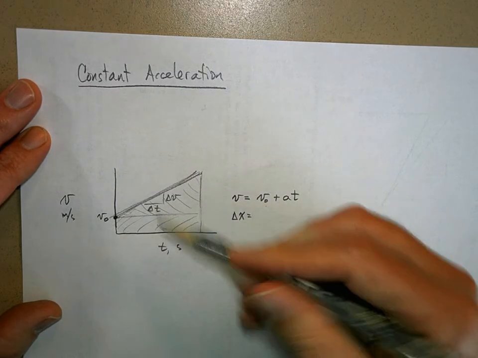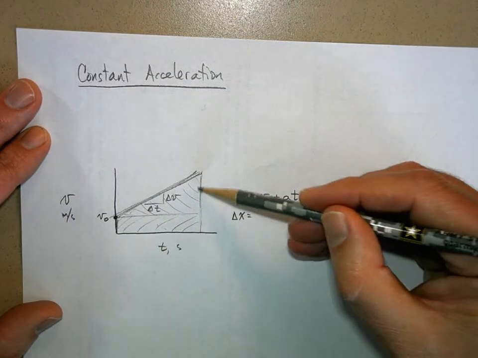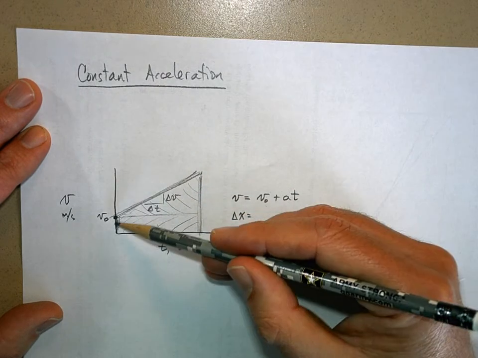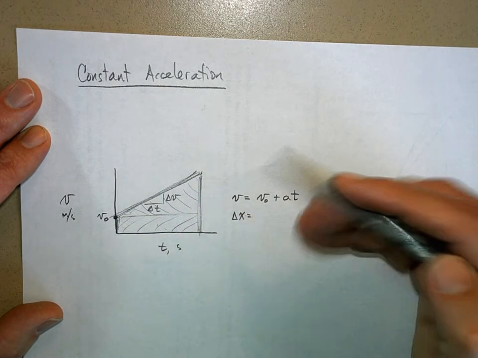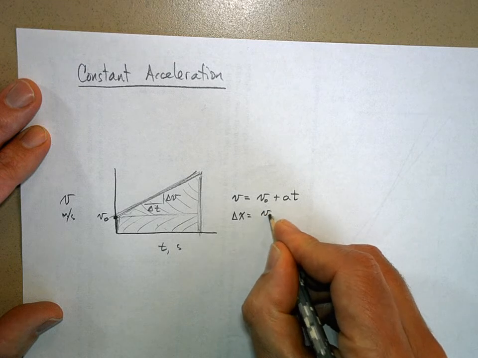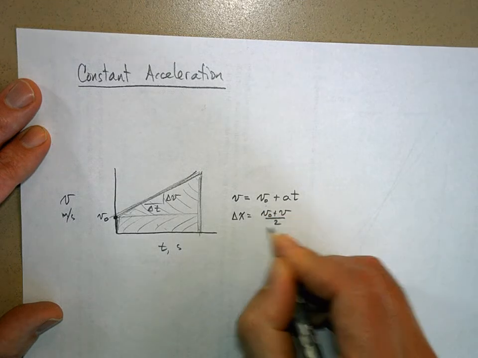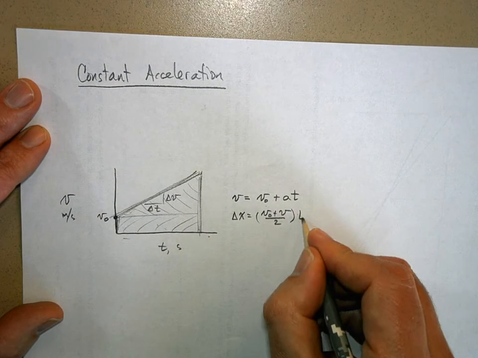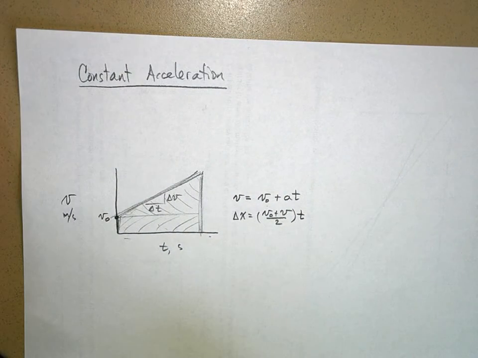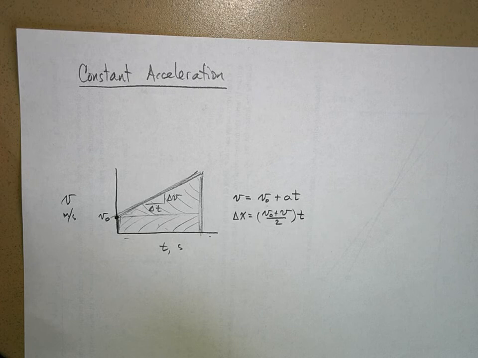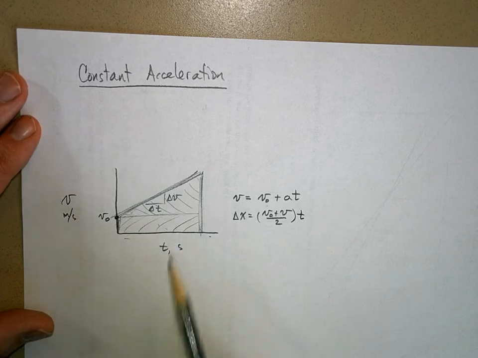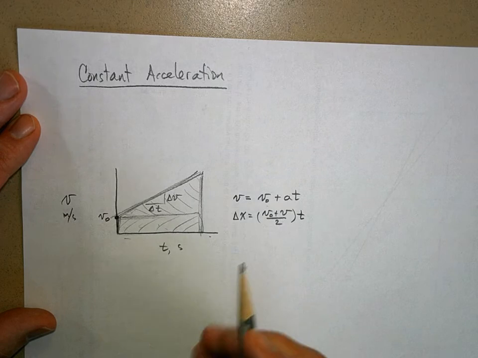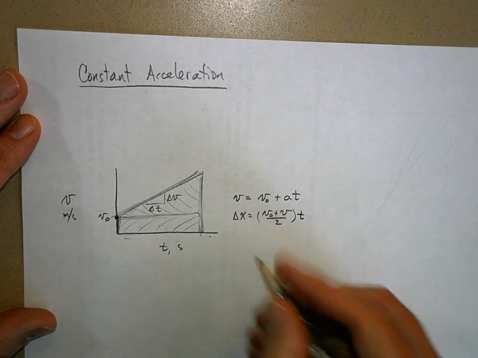This is a trapezoid. Here are the two parallel bases. It's kind of a trapezoid on its side. This is v naught, and this is v, so it's the average, v naught plus v divided by 2. That's my average velocity times time. Then we said, or you could break it up into a rectangle and a triangle. Now, I'm not going to rederive everything here today. It'd take too long.